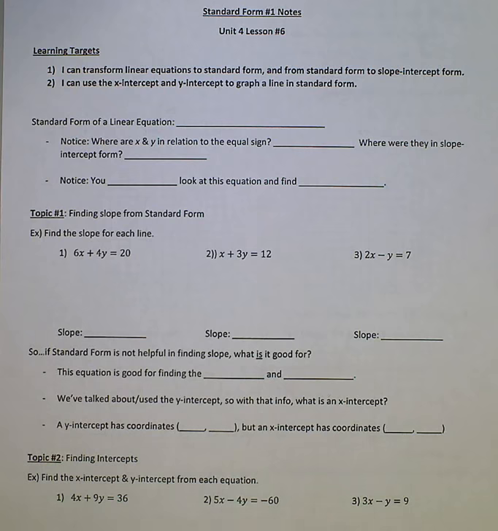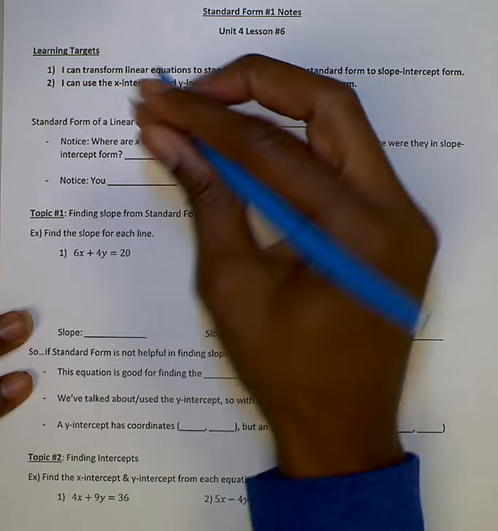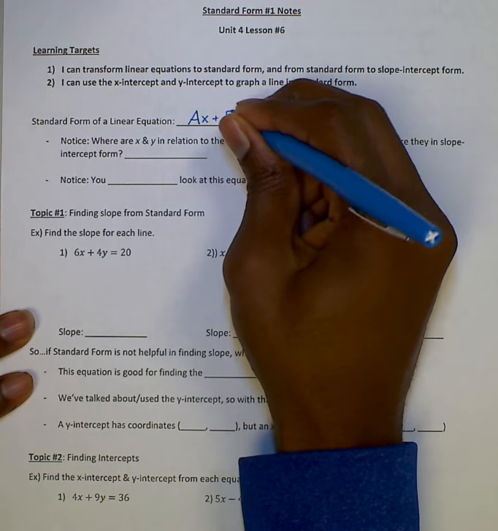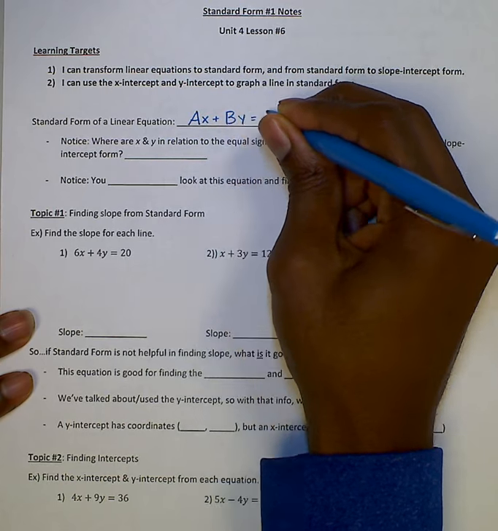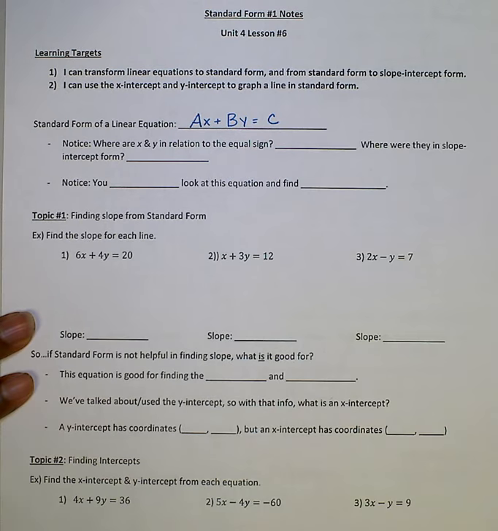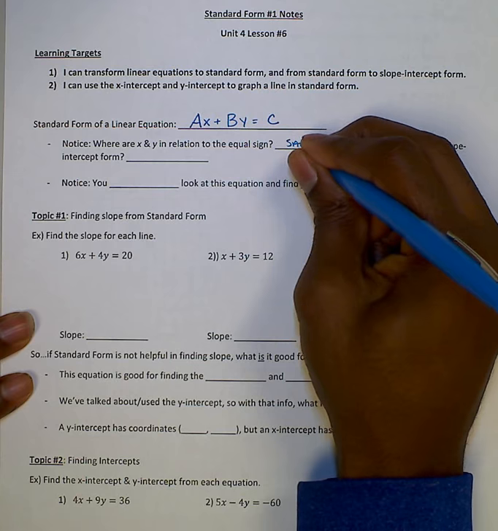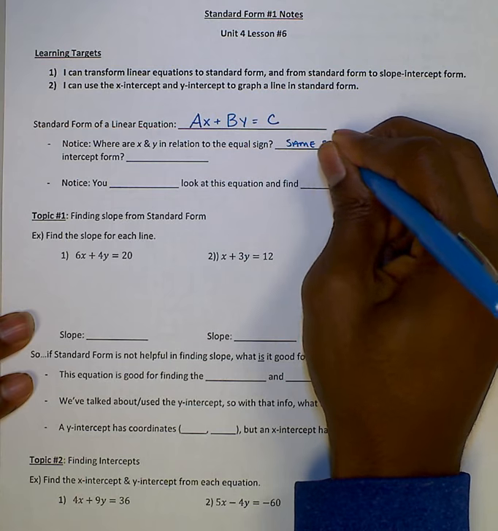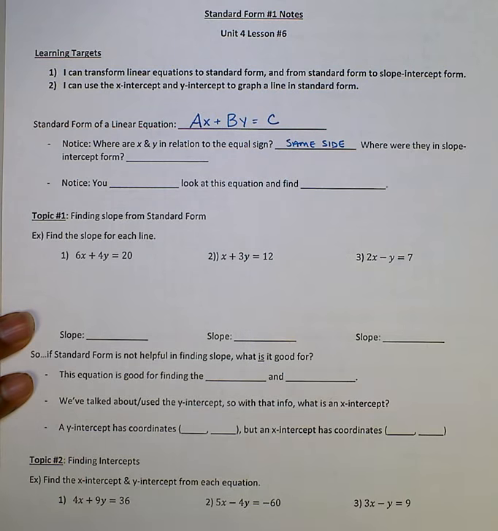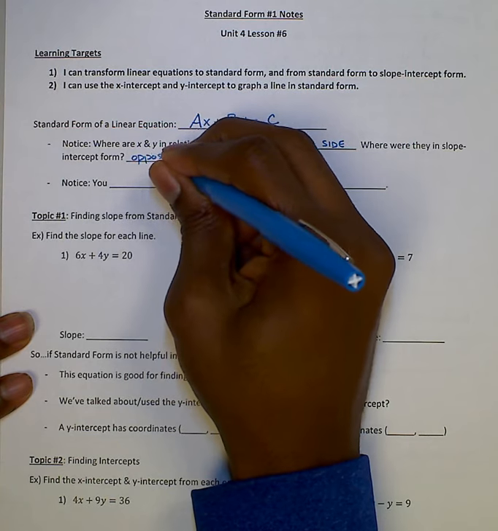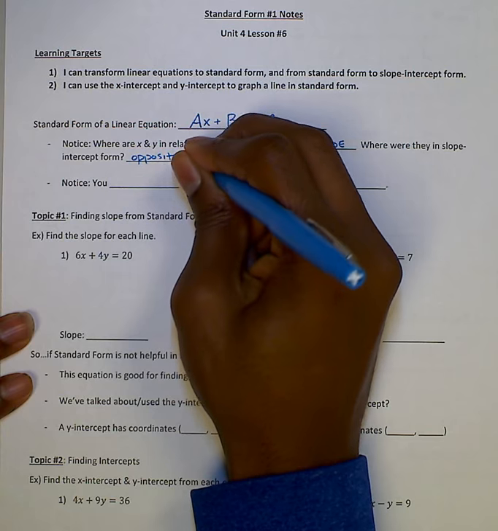Standard form of a linear equation is ax plus by equals c. Notice where our x and y are in relation to the equal sign, they're on the same side now. In standard form they're on the same side, and they were on opposite sides in slope-intercept form.